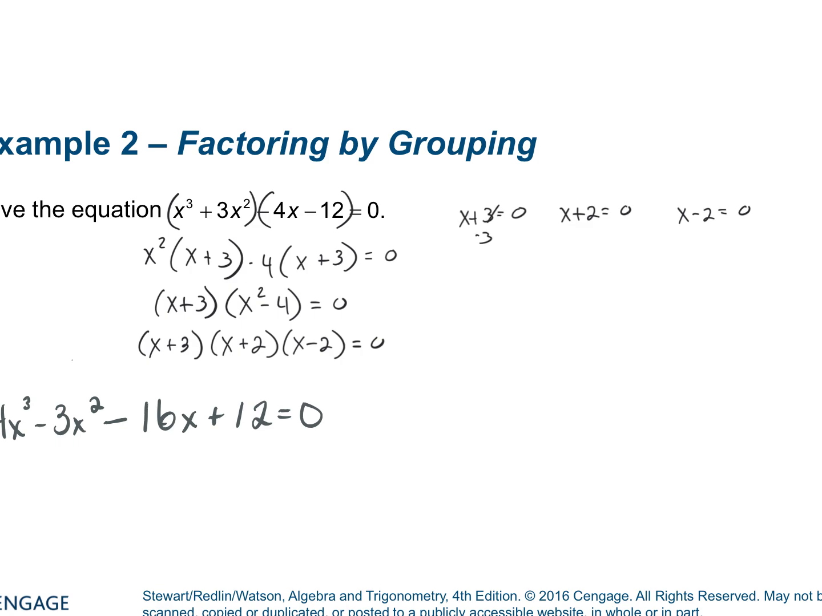So we will subtract 3 on both sides, and we get x is equal to negative 3. I'll subtract 2 on both sides, and I get x is equal to negative 2. I'll add the 2 on both sides, and I'm left with x is equal to 2. So here we get the three answers: negative 3, negative 2, and 2.